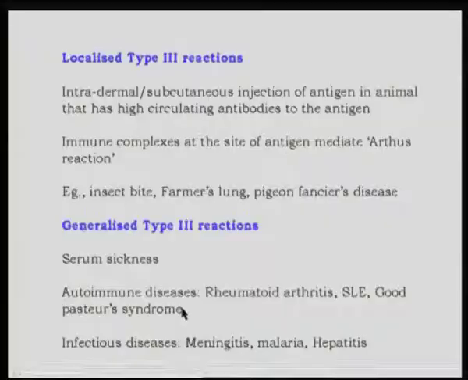Autoimmune diseases such as rheumatoid arthritis, systemic lupus erythematosus and Goodpasture syndrome also evoke a generalized type 3 reaction, as do infectious diseases such as meningitis, malaria and hepatitis. Antibodies are made to these antigens of the pathogen, and whenever the pathogen number or antigens increase, there would be a generalized type 3 reaction. Now, you will be able to understand this type 3 reaction in the following way.